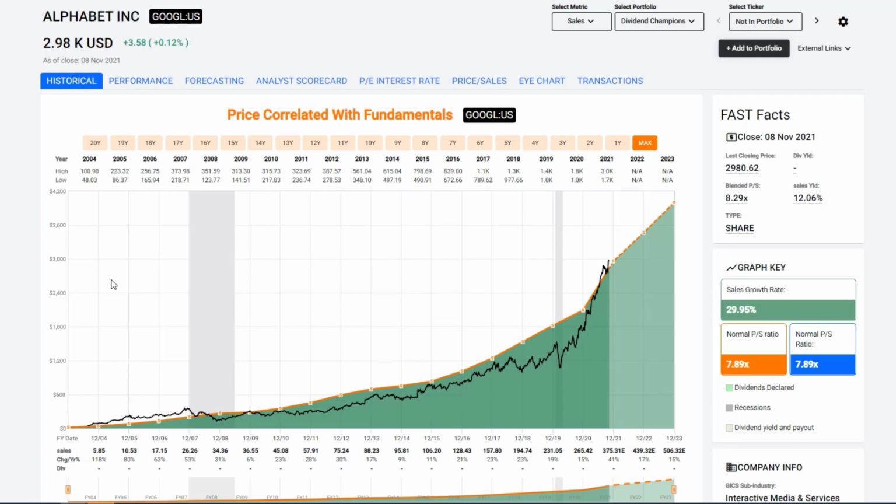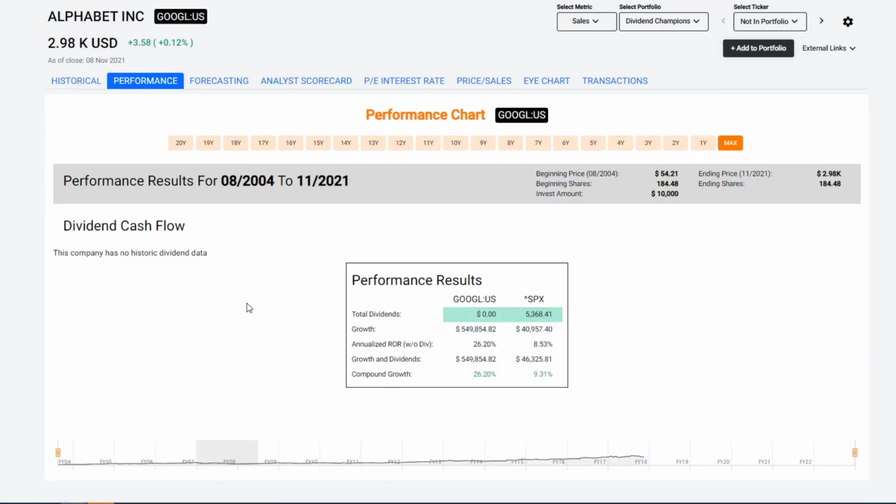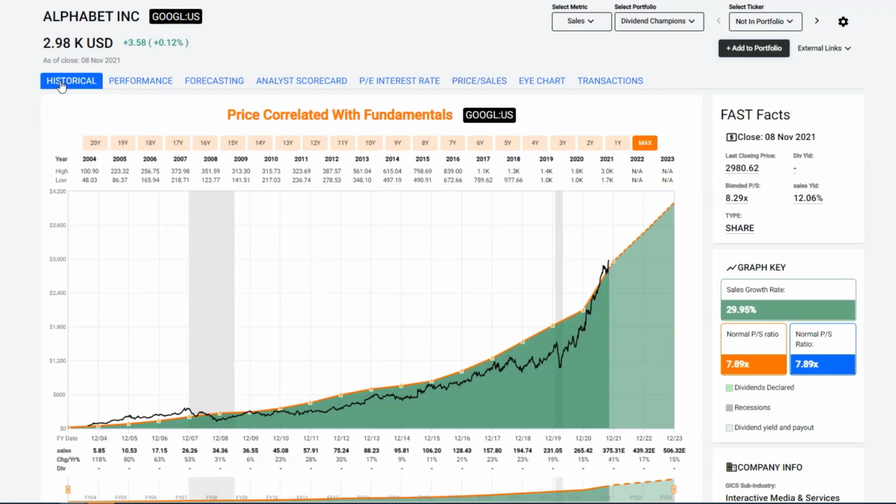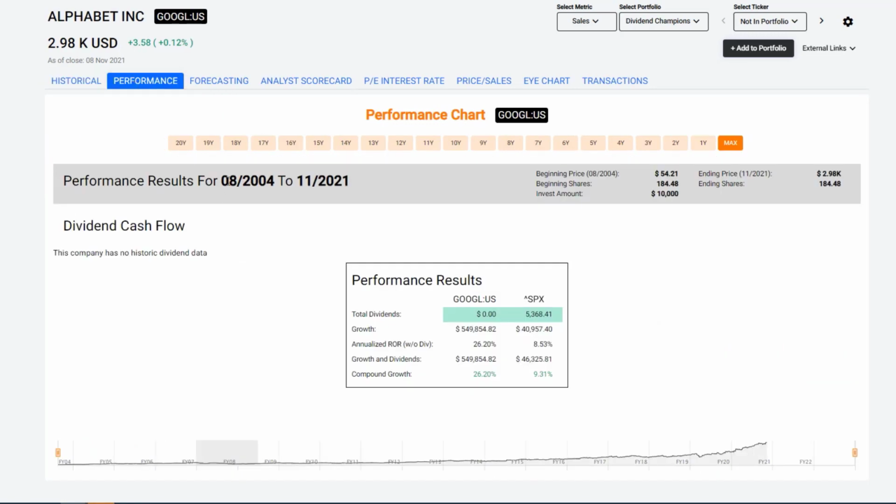Now, I don't have any dividends, but I do have performance expectations here, rate of return. So, I'll go ahead and look at historical performance. And what I discover is Google has averaged about 26.2% compound annual rate of return to shareholders that bought the stock back in September of 2004. Okay. So I'm going from August of 2004 to yesterday's close. And a $10,000 investment would have grown to almost $550,000, significantly better than the overall market.